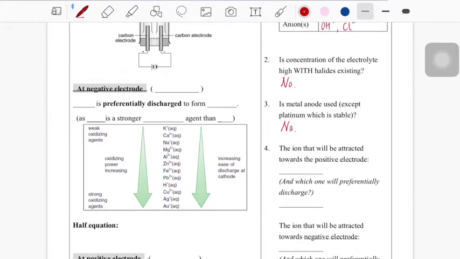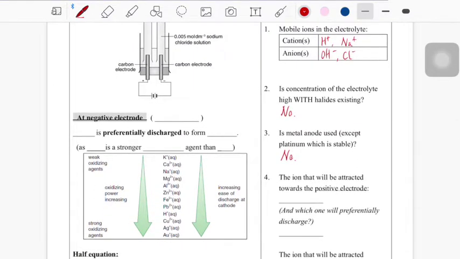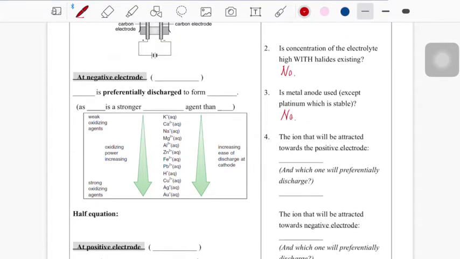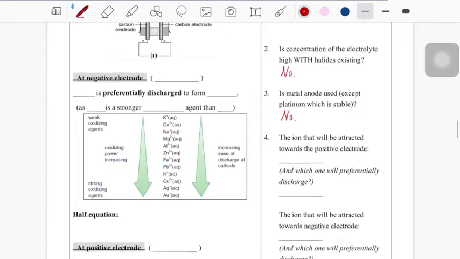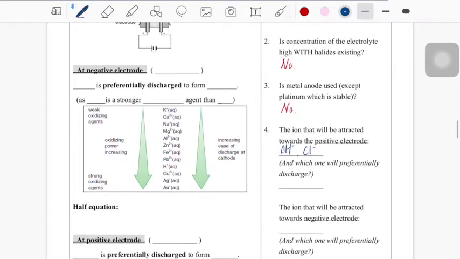So the last step, we need to consider what are the ions attracted to different electrodes and which of the ions would be discharged. So at the positive electrode, the anions are going to be attracted to it. So the ions are OH minus and also Cl minus. And at the negative electrode, cations will be attracted to it. So that would be Na plus and also H plus.